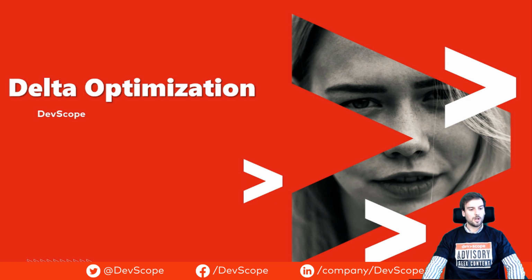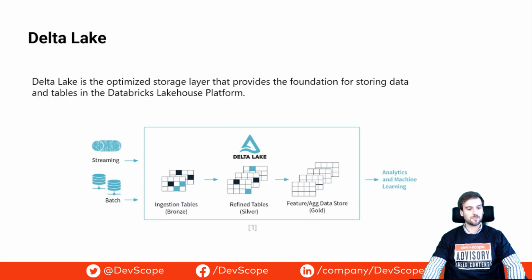So first of all, delta lake. What is a delta lake? A delta lake is the optimized storage layer that provides the foundation for storing data in tables in the Databricks Lakehouse platform. And the delta lake follows this type of architecture.